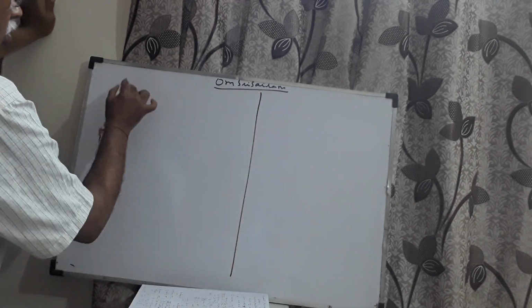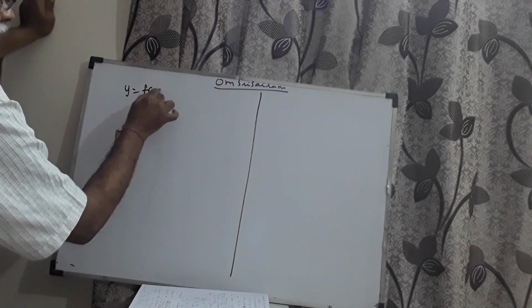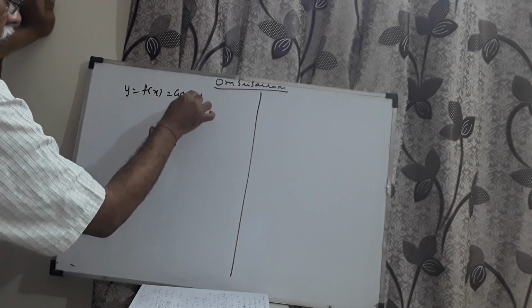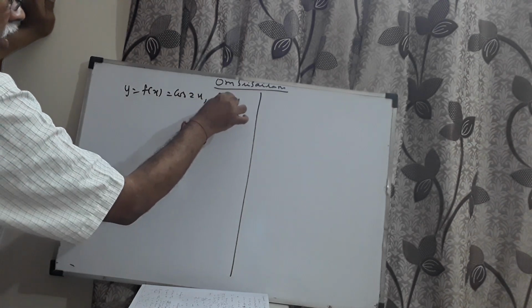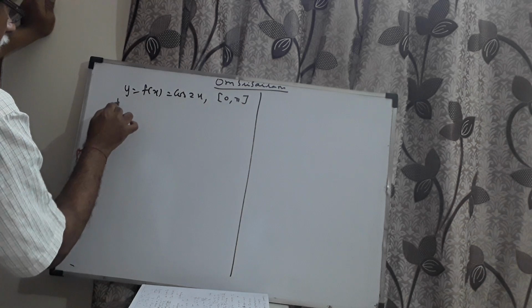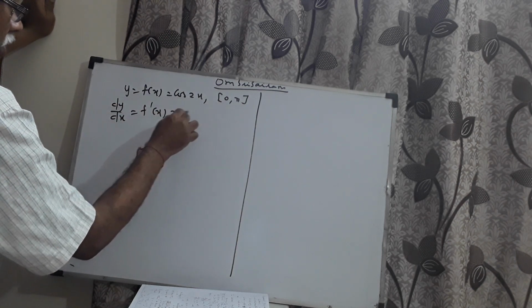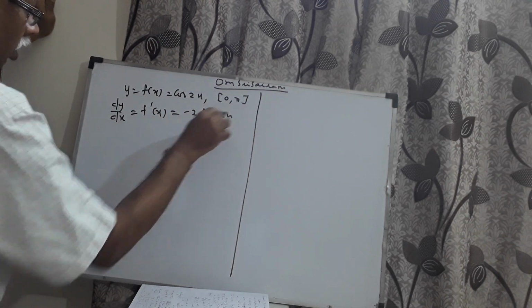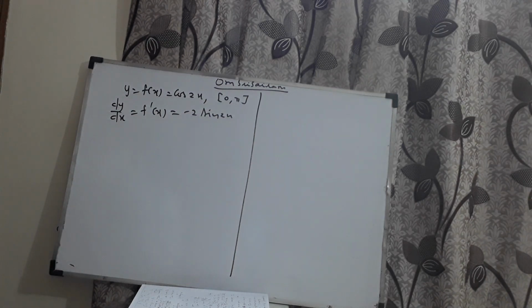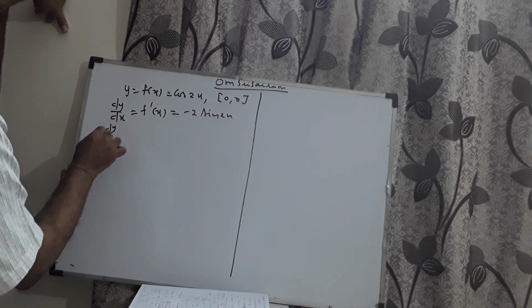Just see here, y = f(x) = cos 2x. It is given in the interval [0, π]. Now dy/dx = f'(x) will be -2 sin 2x. The derivative of cos 2x is -sin 2x into, for 2x, it is 2. It is because of the chain rule of differentiation.